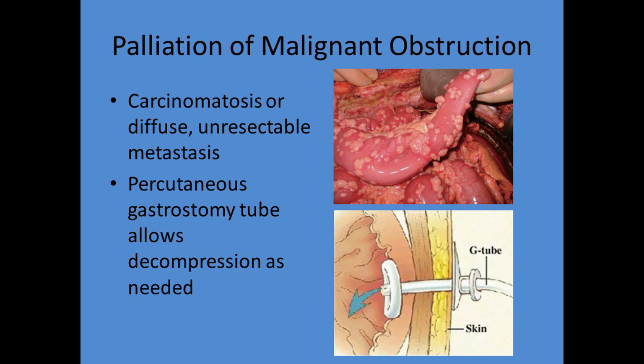In the setting of malignant obstruction, sometimes we can find what you can see here in the upper right corner, which is carcinomatosis, aka diffuse metastases. In this case, you can often do more harm than good if you attempt to resect all of the small bowel that's involved, which can sometimes be a lot, if not all of it. In this setting, you can offer patients a percutaneous gastrostomy tube, which allows decompression of the GI tract without a nasogastric tube.